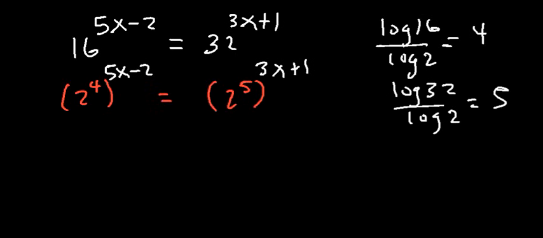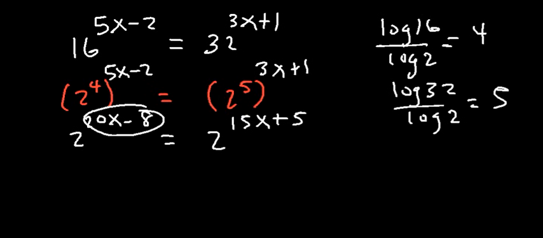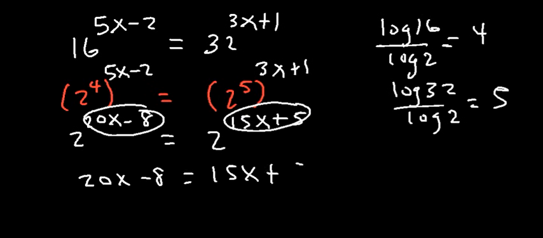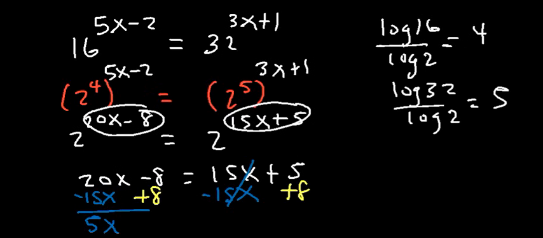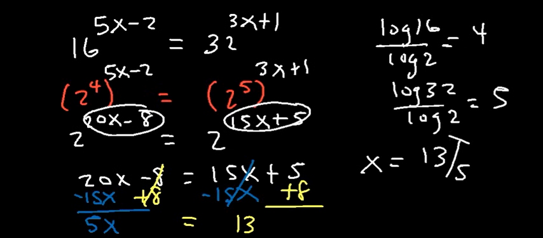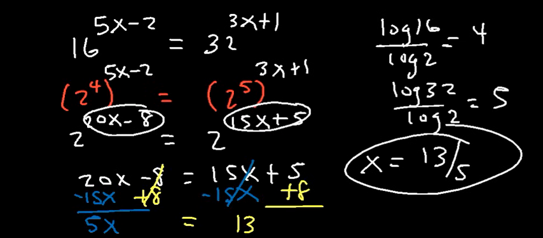So now we got to distribute. 4 times 5x minus 2 is 20x minus 8. And here we have 15x plus 5. So now let's set the exponents equal to each other. So 20x minus 8 is equal to 15x plus 5. So here we're going to subtract both sides by 15x. So we're going to get 5x. And at the same time, we're going to add 8 to both sides. So this equals 13. So if we divide both sides by 5, x is equal to 13 over 5. So now you know how to solve for x when it is an exponent.